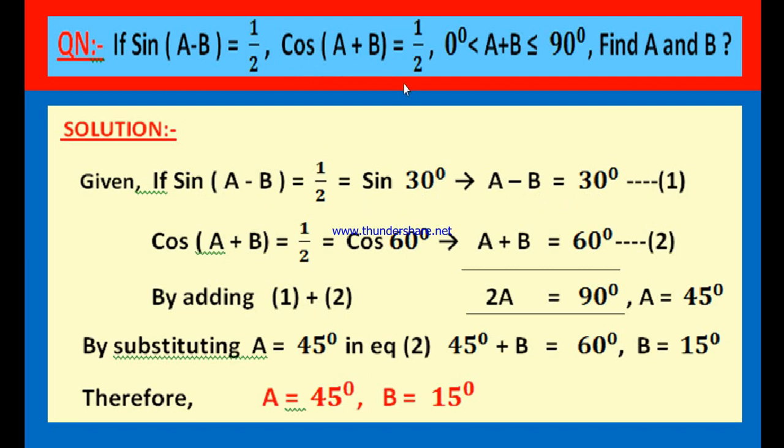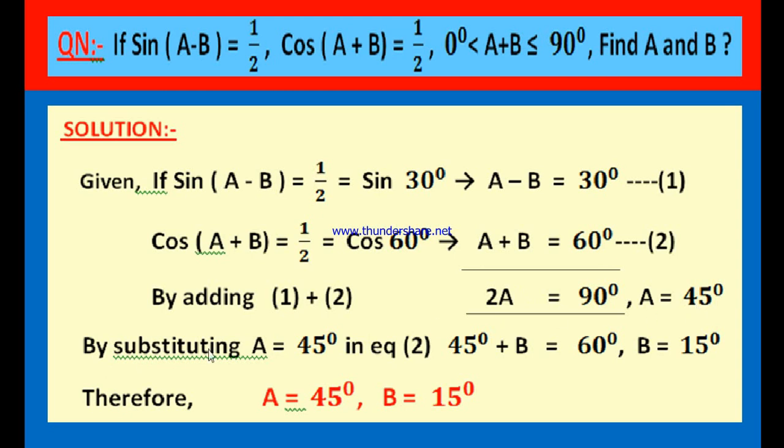And cos of A plus B is 1 by 2. This 1 by 2 in cos is equal to cos 60 degrees. Therefore, cos of A plus B is equal to cos 60 degrees, that is A plus B is equal to 60 degrees, is the second equation. By adding equation 1 and 2, let us add both LHS. A plus A is 2A, minus B and plus B get cancelled, is equal to 30 plus 60 is 90 degrees, and A is equal to 90 degrees divided by 2 is equal to 45 degrees.